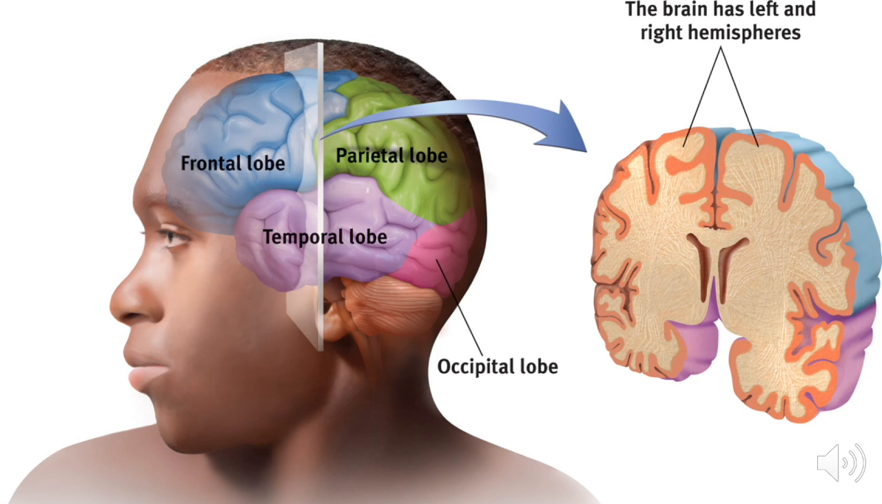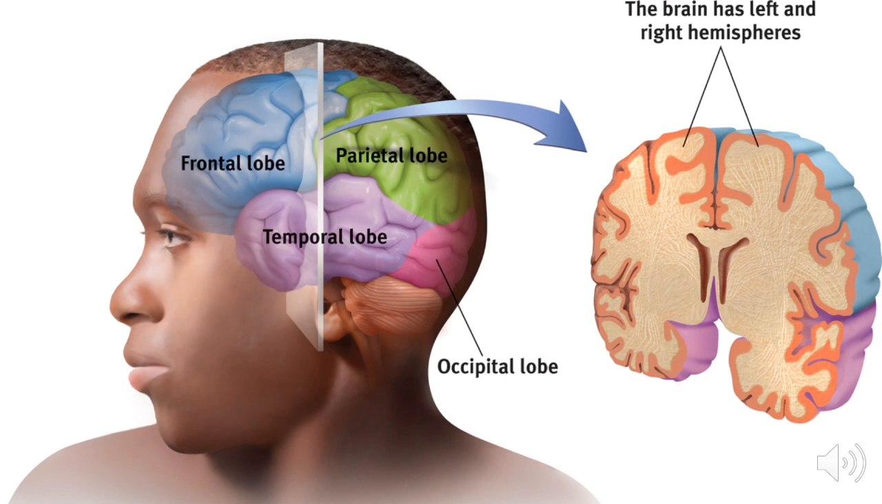So here's another picture of the lobes. Remember, it says FPOT. So see here, we've got the frontal, parietal, occipital, and temporal lobes. So you remember that with FPOT. That helps you remember the lobes.